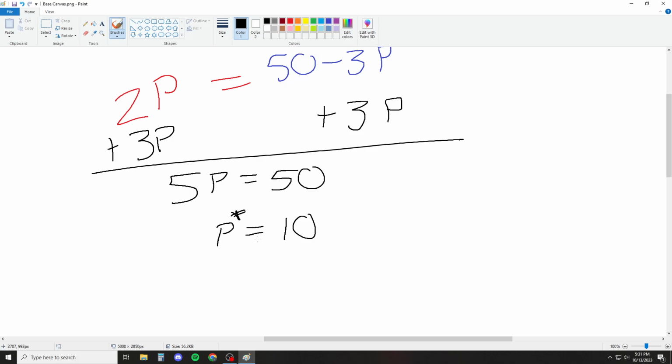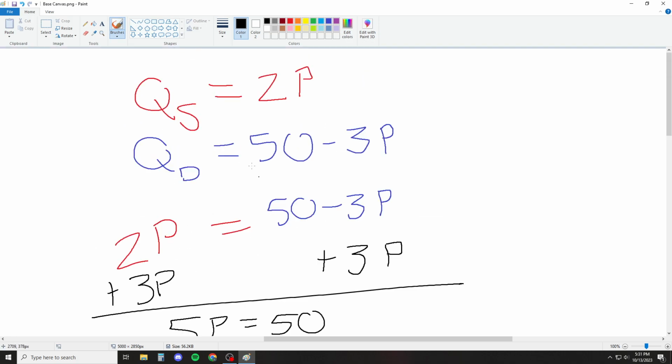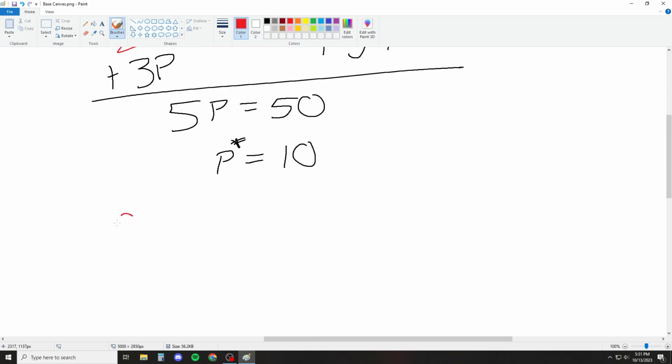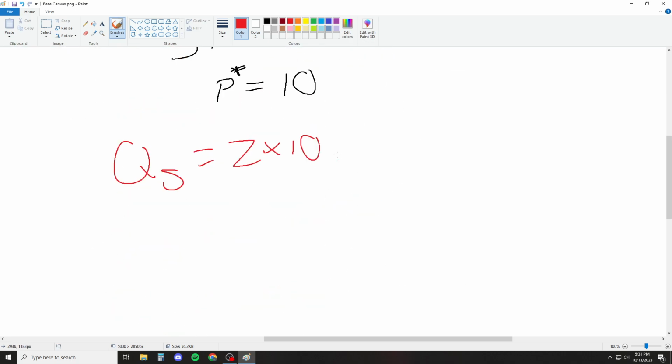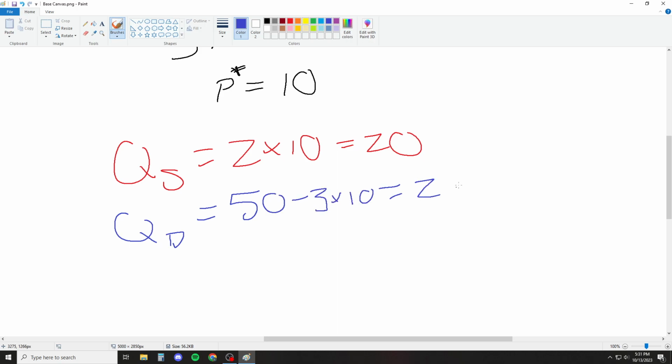So we know our equilibrium price. We don't know our quantity yet. You can plug it into either of these equations. It does not matter. You should get the same answer. If you don't, then you don't have an equilibrium. So let's check our QS. QS is equal to 2 times 10. I'm plugging in the 10 for the P, by the way. And then let's check our QD. What do you know? I magically got the same.